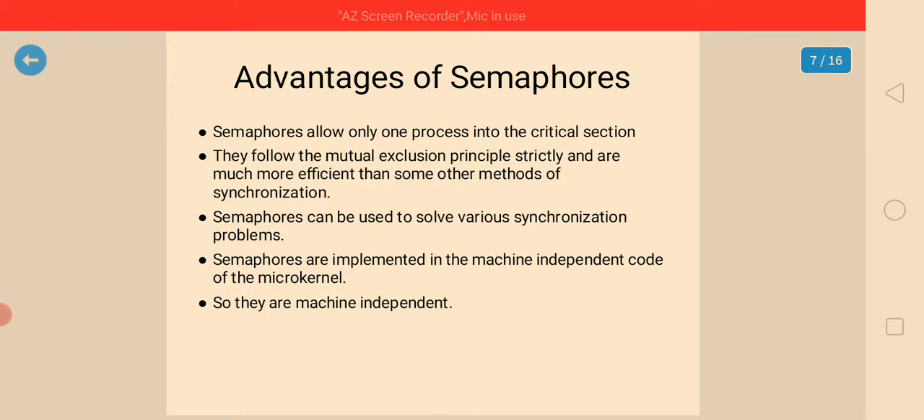So we can use semaphores to implement independent machines. Other mechanisms are machine dependent, whereas these semaphores are machine independent.